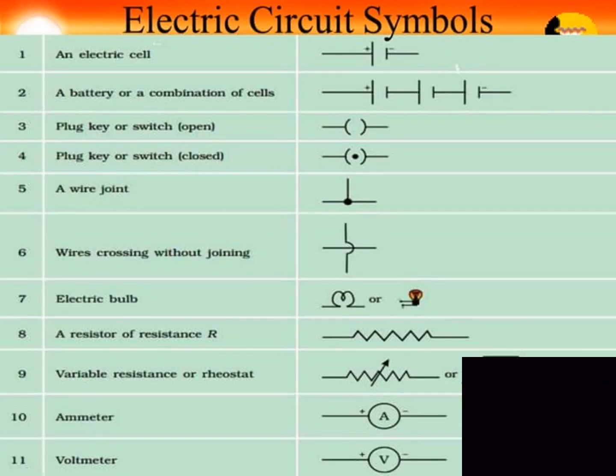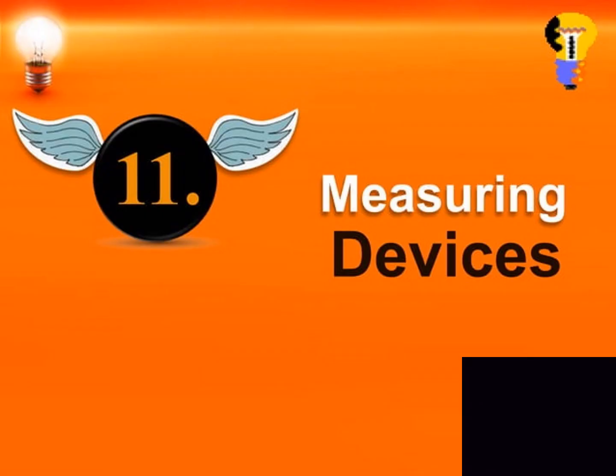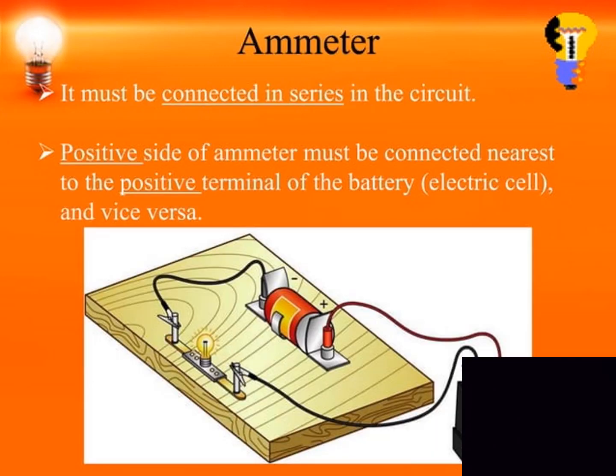And some circuits and their symbols are important to go through. And measuring devices, different measuring devices are there. We know what an ammeter is. What does an ammeter measure? It measures the current in amperes. It must be connected in series in the circuit. The positive side of the ammeter must be connected nearest to the positive terminal of the battery and vice versa.